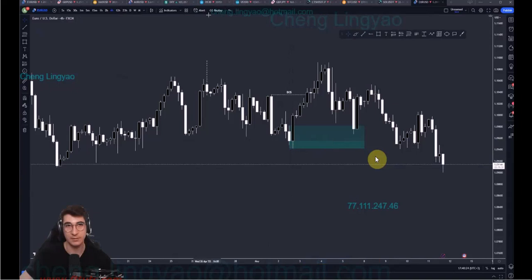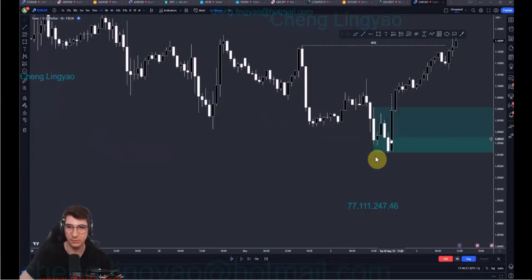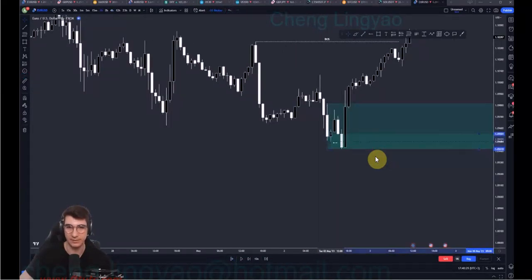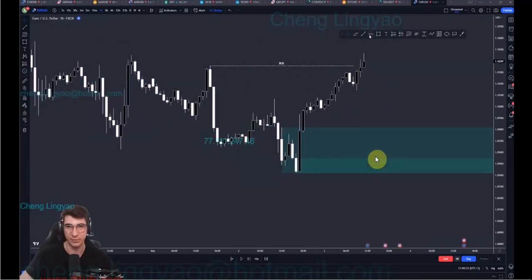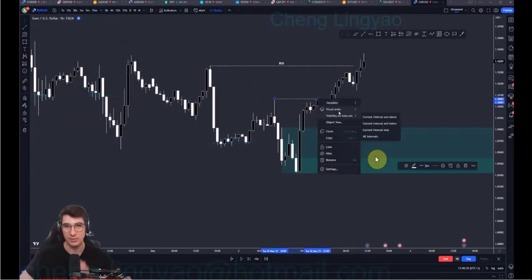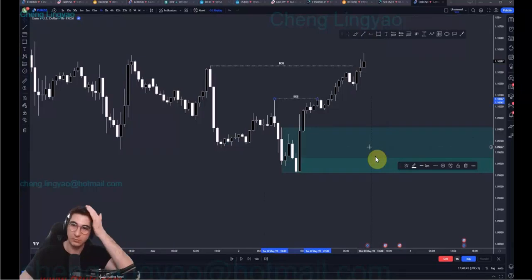Why the wick? Because if we go down on the time frames, on the 1 hour, you're gonna see that the wick is actually the first 1 hour bearish candle that started the push up and also caused the 1 hour break of structure here. So that's why it's important to mark the extreme zone.